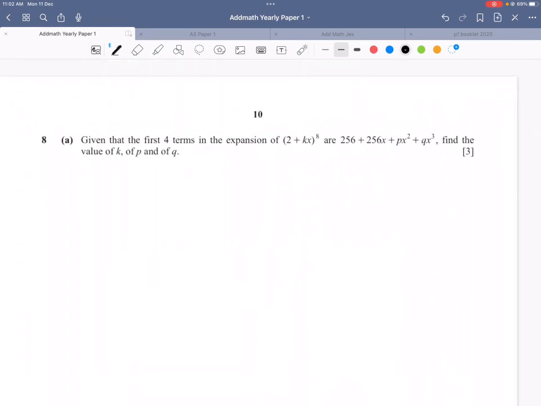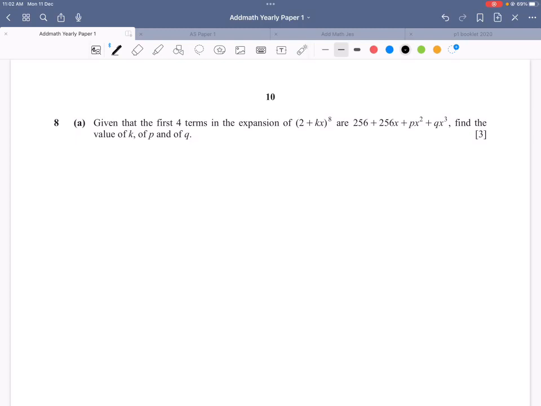Next one. Given that the first 4 terms in the expansion of (2 + kx)^8 are 256, 256x, px squared and qx cubed, find the values of k, p and q. So at first we need to expand (2 + kx)^8. I'm just writing down the values here. The value of n is 8, the value of a is 2 and the value of b is kx.